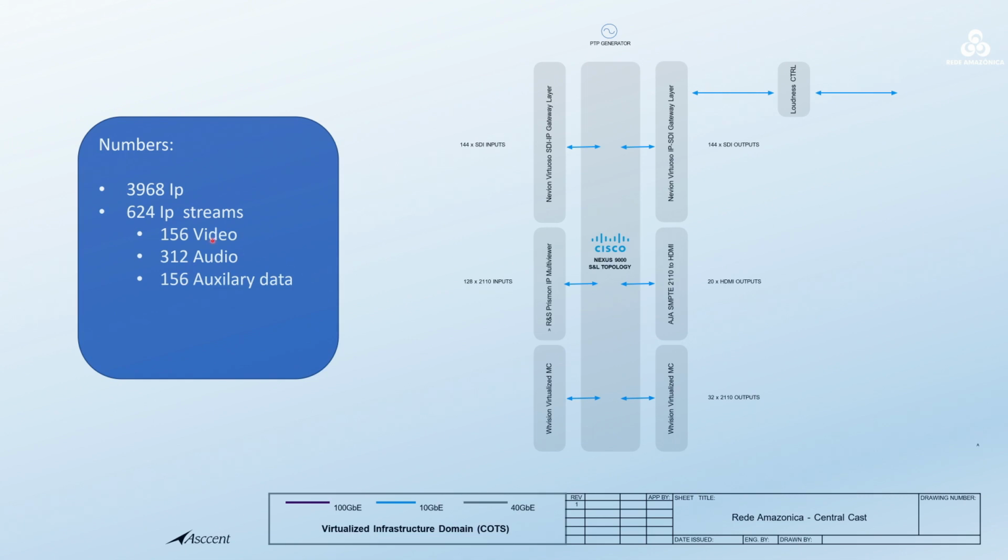The idea is that we have 3,968 IPs configured in our network. And then we spread this across 624 IP streams. And these streams are divided into video, audio, and ancillary data.